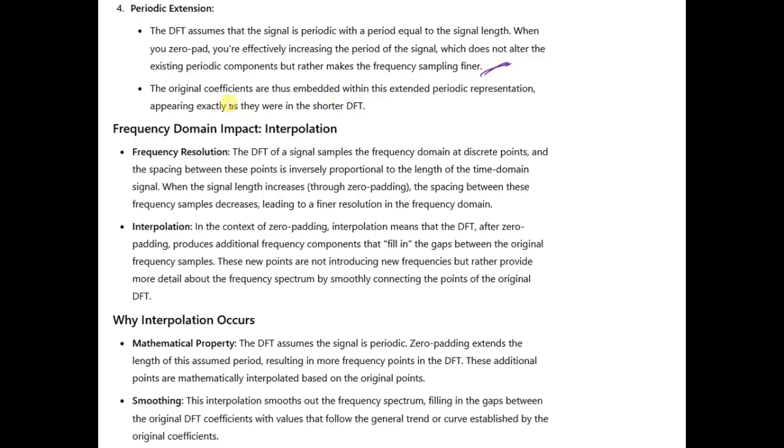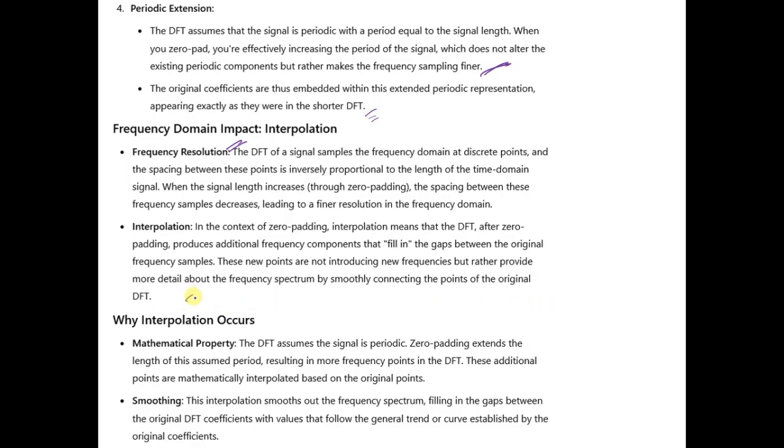Okay. So the original coefficients are thus embedded within the extended periodic representation, appearing exactly as they were in the shorter DFT. So frequency domain impact and interpolation. So frequency resolution gets increased. Interpolation in the context of zero padding. Interpolation means that the DFT after zero padding produces additional frequency components that fill in the gaps between the original frequency samples. These new points are not introducing new frequencies, but rather provide more detail about the frequency spectrum by smoothly connecting the points of the original DFT.